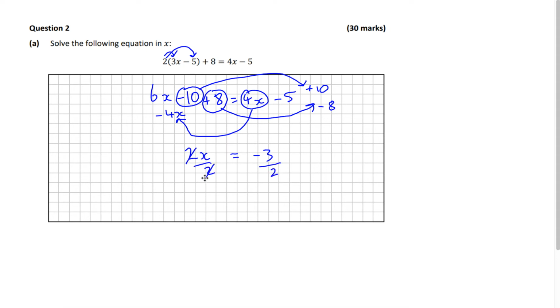Why do we do that? Because the 2's here can be cancelled then. And x is equal to minus 3 over 2, or minus 1.5 if you write it as a decimal. Okay, part B.